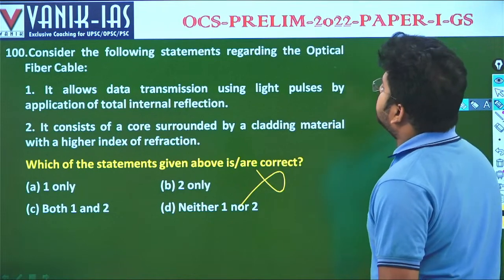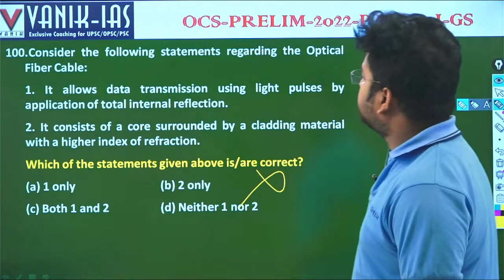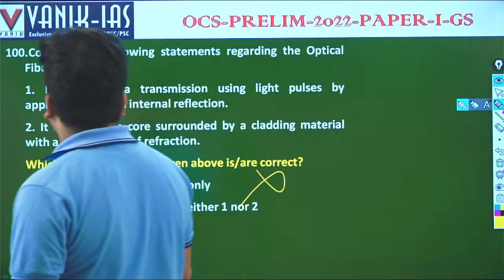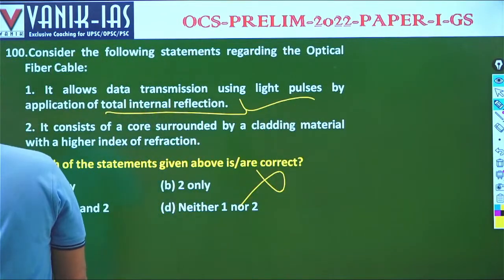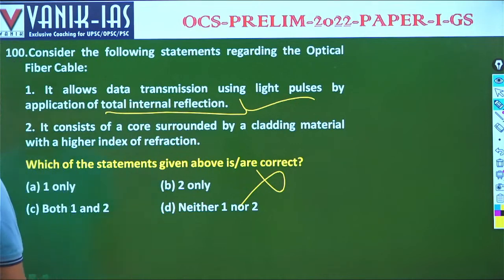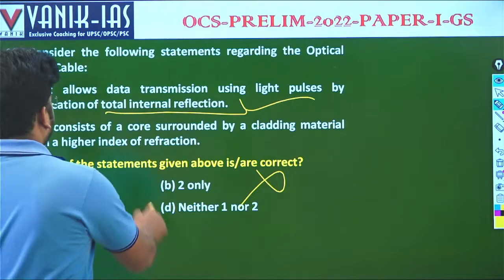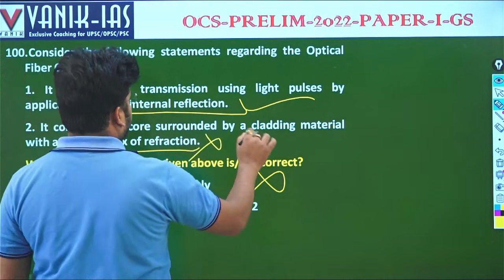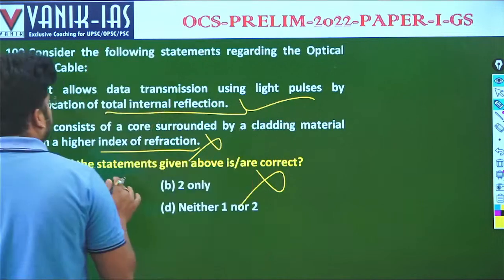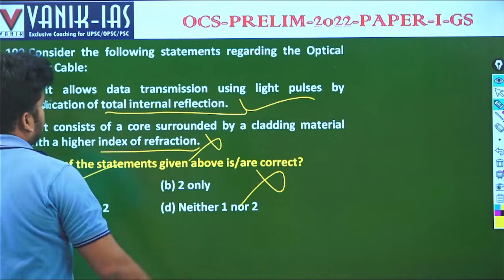Consider the following statements regarding the optical fiber cable. It allows data transmission using light pulses by application of total internal reflection. Total internal reflection, that is right. It consists of a core surrounded by cladding material of higher index of refraction. Right. Higher index of refraction? Oh, this is wrong. So the cladding material is fine, it is right, but it is not a higher index of refraction. So only one option is the right answer.